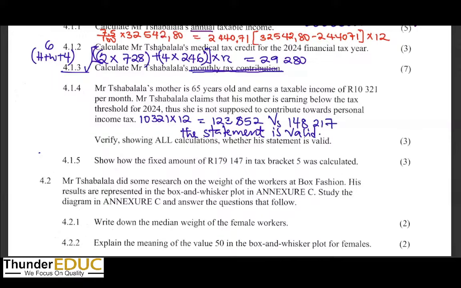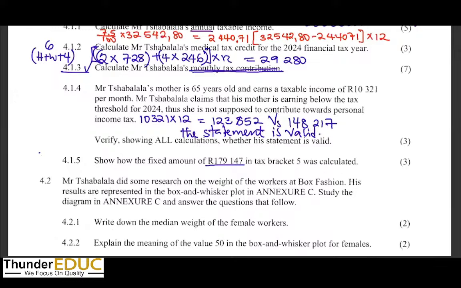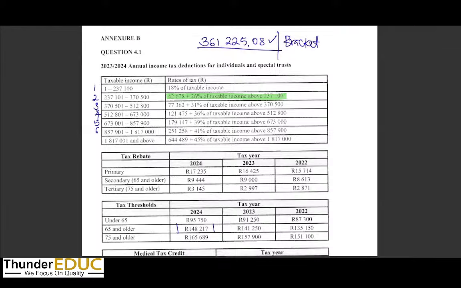Show how the fixed amount of this money in bracket number 5 was calculated. Go to the table, bracket number 5. If you don't know where bracket number 5 is, you can count. You can say 1, 2, 3, 4, 5. So we are looking for this question here. The question wants you to tell how was the 179,147 determined.